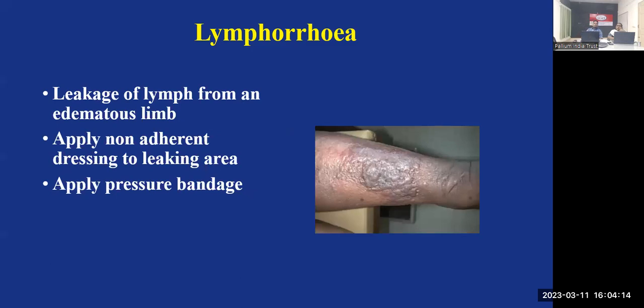Coming to the second complication, lymphorrhea. Lymphorrhea is leakage of lymph from the lymphedema site. So there are two complications. One is cellulitis. If there is cellulitis, you can give antibiotics. The other is lymphorrhea, leakage of lymph from the lymphedema site. At that time you can apply an adherent dressing to the leaking area and give a crepe bandage. You can apply a pressure bandage on that area so that all the excess fluid will come out. So this is the management of lymphorrhea.